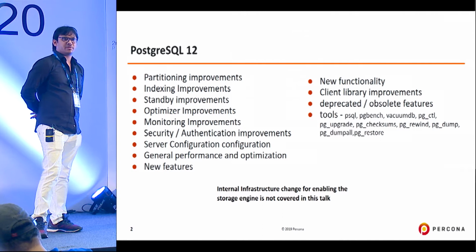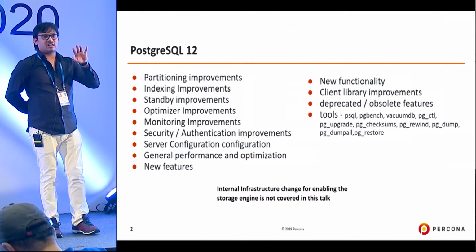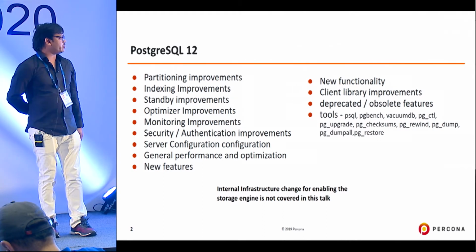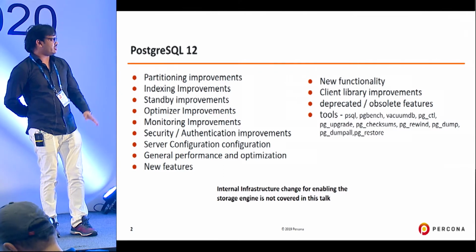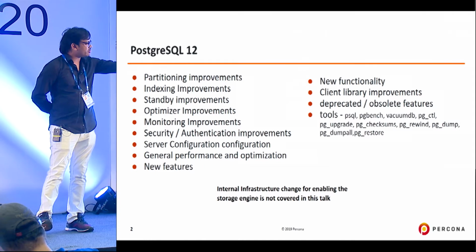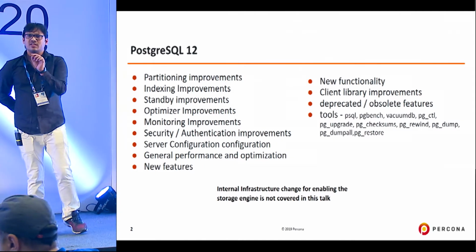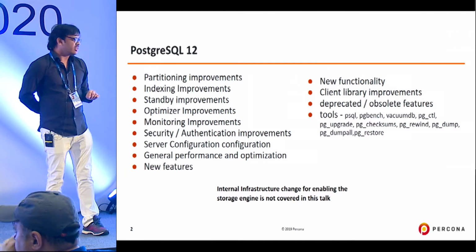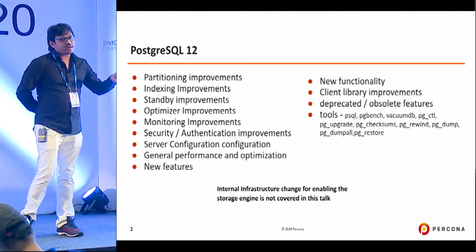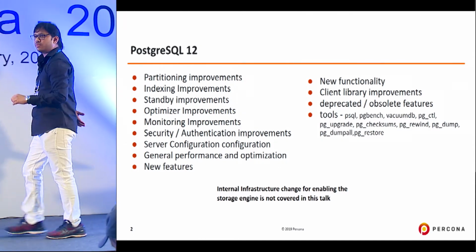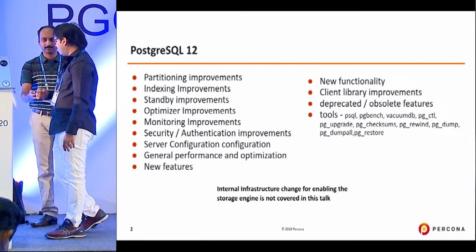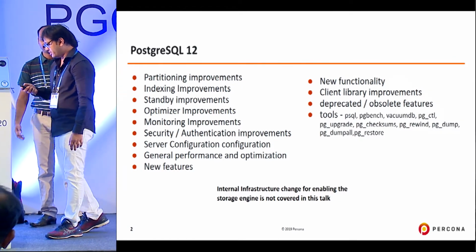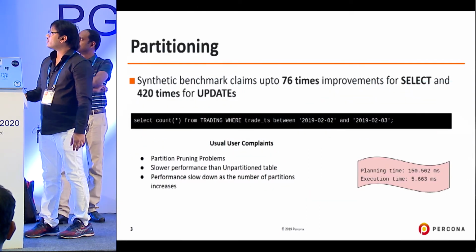and some of the security and authentication improvements, server configuration changes, general performance and partitioning related performance improvements, some of the new functionality, client library, and some of the deprecated features. And also we'll see some of those tools that have got really minor changes. This should be interesting to see, based on some of the benchmarks that we have done. So I'll quickly jump to the partitioning area, and then I'll leave it to Jobin for a few more things.